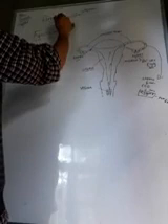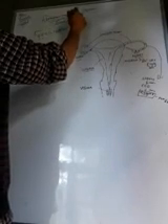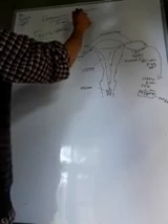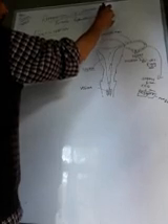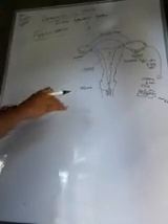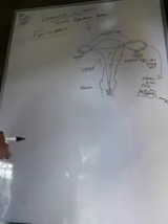Recently, we learned about the female reproductive system, which I have already drawn here. This is the diagram of the female reproductive system, which we have already learned, and again I have drawn it here so that today's subtopic will be easy to understand.